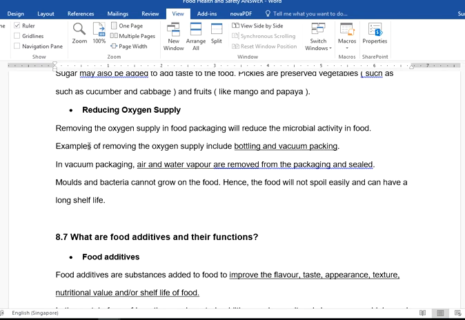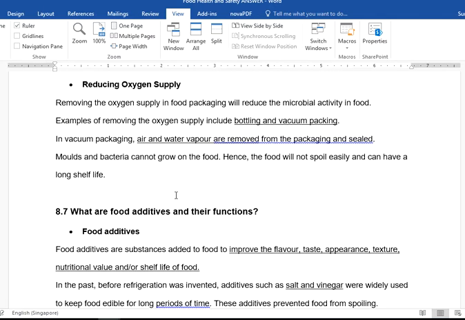One way we can reduce oxygen supply is through bottling and vacuum packing. In vacuum packaging, air and water vapor is removed first very quickly, and then straight away the food is packed and sealed. In this manner, the molds and bacteria cannot grow as there is no oxygen for them. So food will not spoil easily and can have a long shelf life.